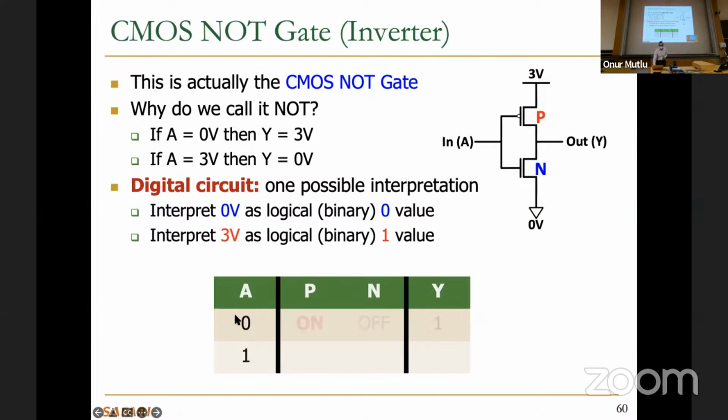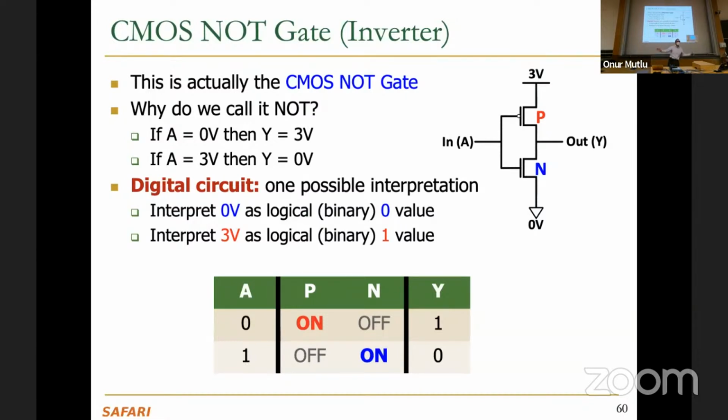So if A is 0, P is on, N is off, as we had discussed earlier, Y becomes 1, meaning 3 volts. But we're going to ignore the volts from now on. We're going to build the next abstraction level, logic. If A is 1, P is off, N is on, and Y is 0. This is our logic circuit now, right? Now we don't need to know anything about voltages.